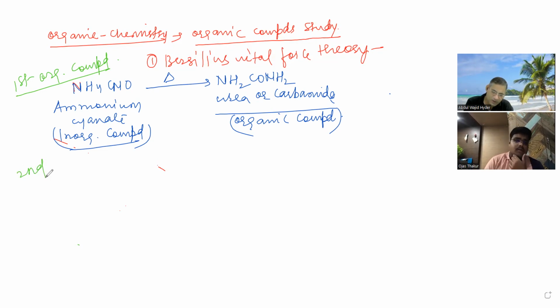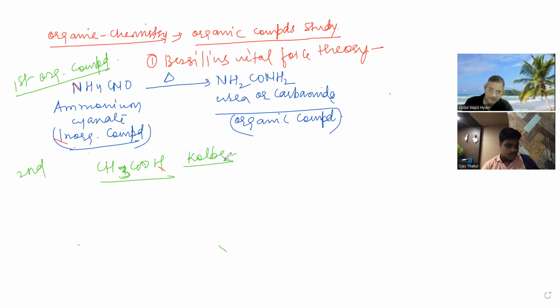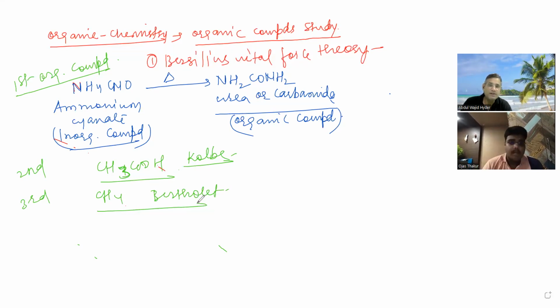The second organic compound synthesized was acetic acid, CH3COOH. Who synthesized this? The third organic compound was methane, which was synthesized by Berthelot. So these are the three organic compounds synthesized outside the living being, in the lab. Then after this, there was need of a right definition for organic compounds, because Wohler proved Berzelius wrong by synthesizing urea, carbamide, outside the living being.